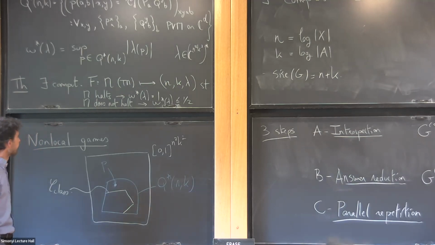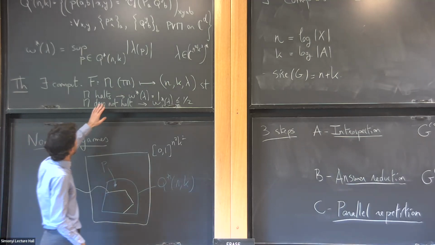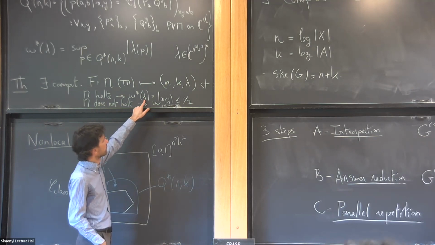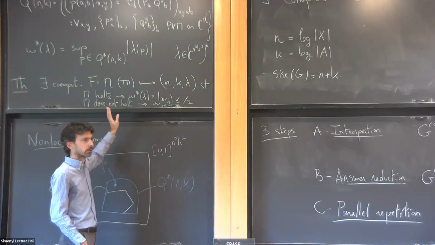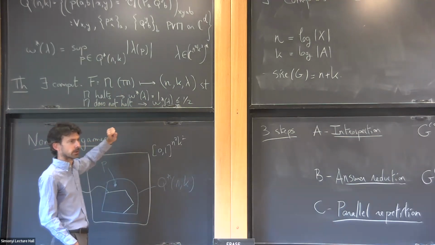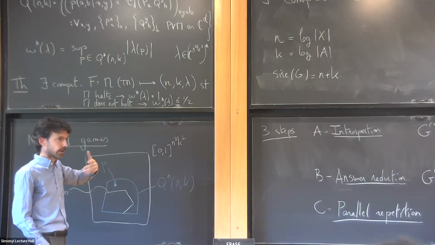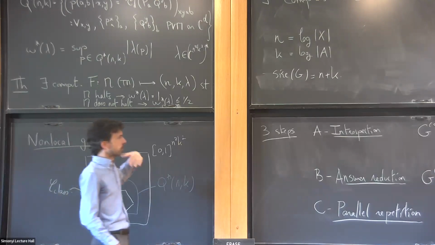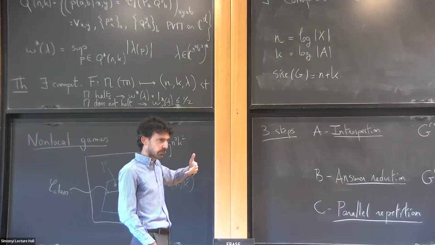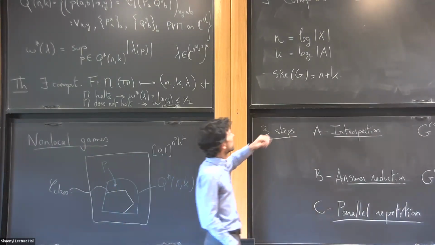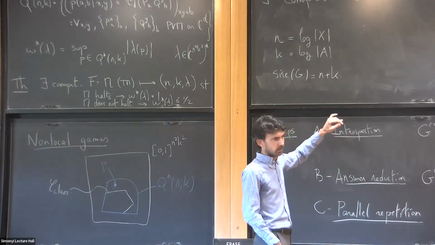My real goal is to define this game here. So I'm starting with a Turing machine and I need to define a game. That's the only thing I need to do, and check that things are satisfied. So the game associated to the Turing machine is going to be defined as the fixed point of a procedure that involves compress.